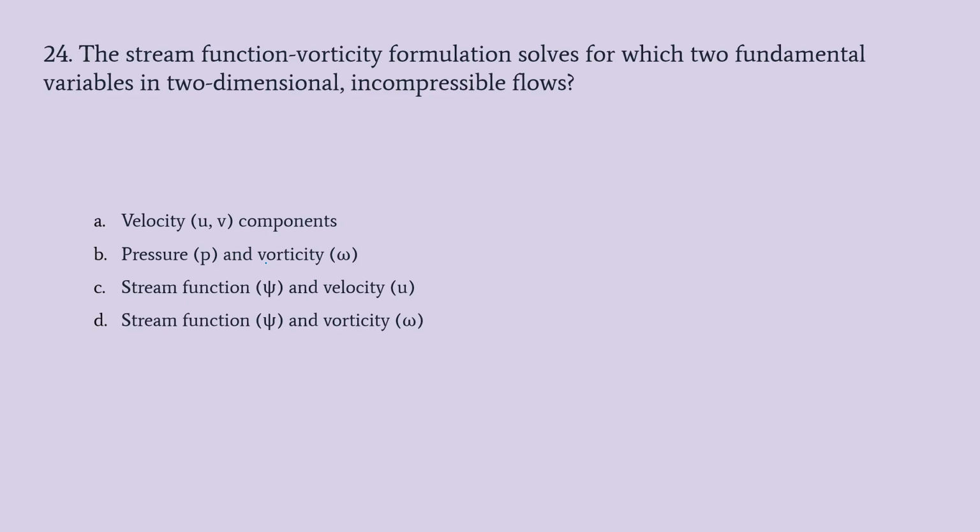So the options are: Option A, velocity u and v components. Option B, pressure P and vorticity. Option C, stream function and velocity u. Option D, stream function and vorticity. Again, this is a much simpler question. You can see that the question itself says stream function vorticity formulation. So in the stream function vorticity formulation, which equations are being solved? It is very intuitive from the question itself. It is the stream function and vorticity equations that are being solved for in this kind of formulation.